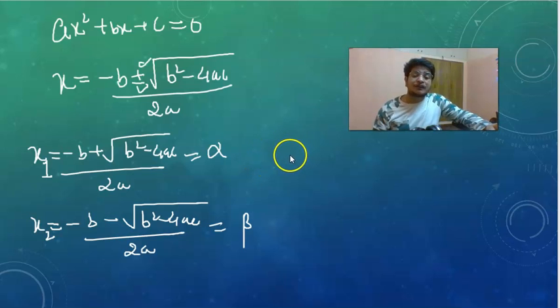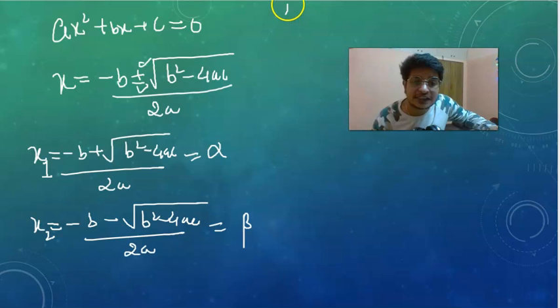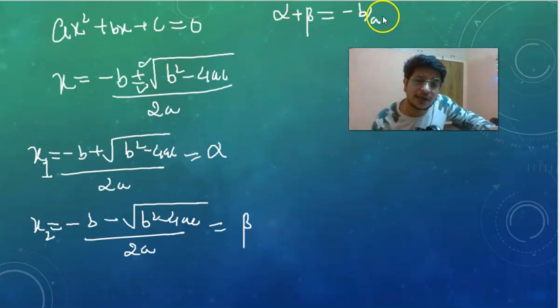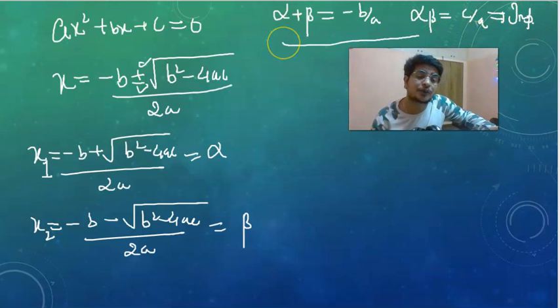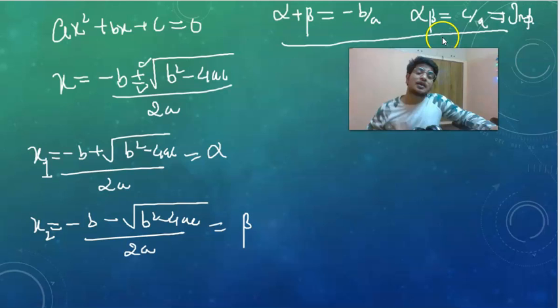Here we can see that alpha plus beta is equal to minus b by a, and alpha into beta is equal to c by a. That's the most important thing we can see here. This is the property which we will use in many of the questions that are asked in either JEE Mains or NDA. Hope you understand this.